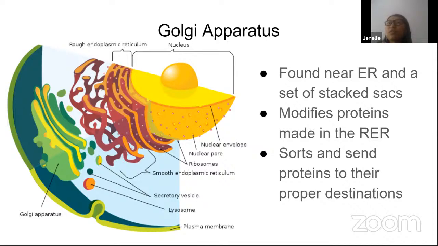And so just to go into what the Golgi apparatus is, it's primarily found near the endoplasmic reticulum because of this close relationship in how the signaling of the molecules goes through. And it's a set of stacked sacs. But the main function of the Golgi apparatus is to get these proteins and determine where to send them. So they sort and send proteins to their proper destinations.